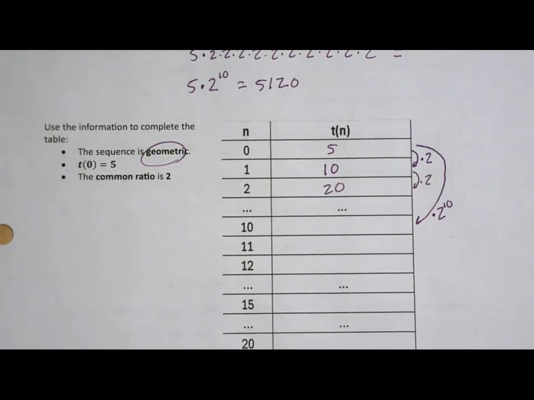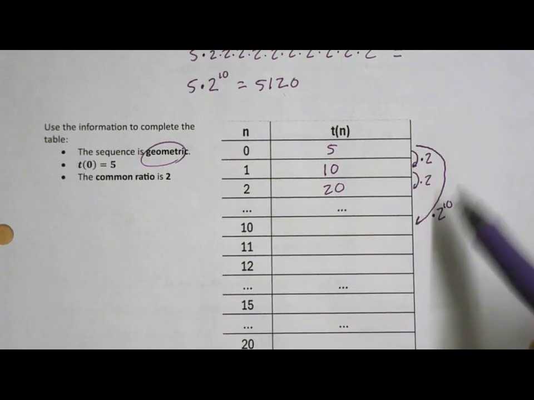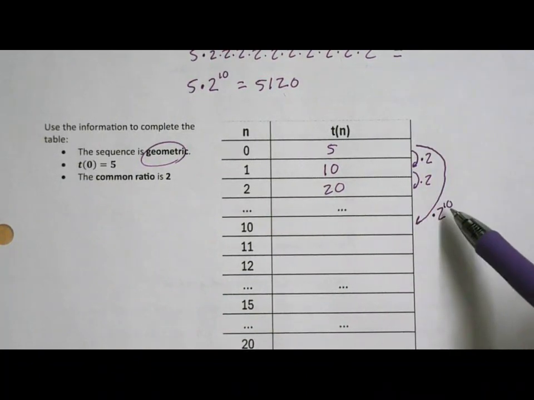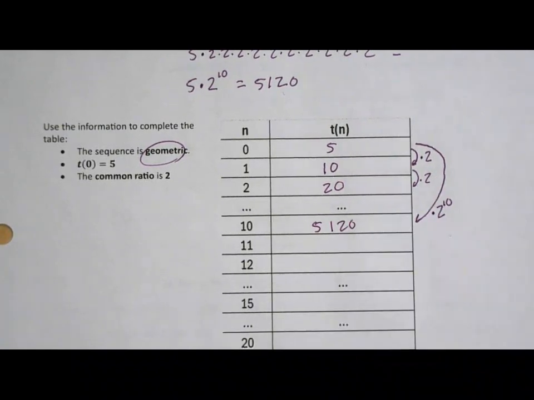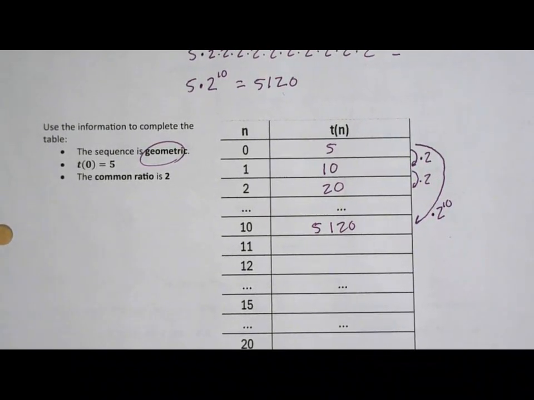Okay. So how do I get from here to here? I multiplied times 2 10 times, and we actually just typed that into our calculator. It was 5,120.